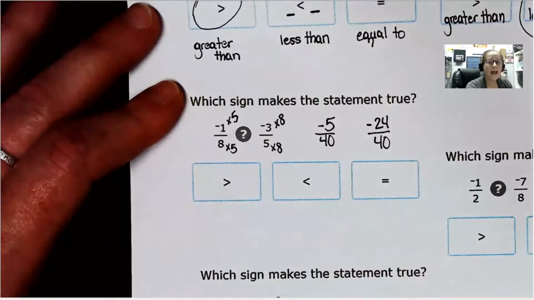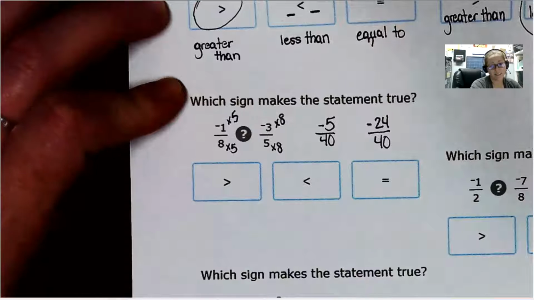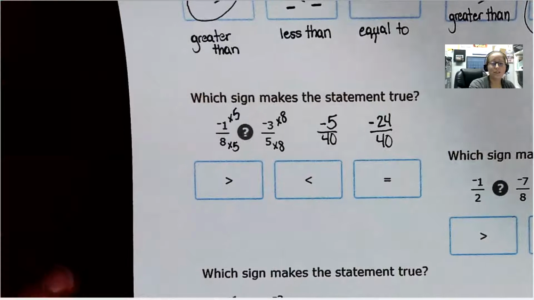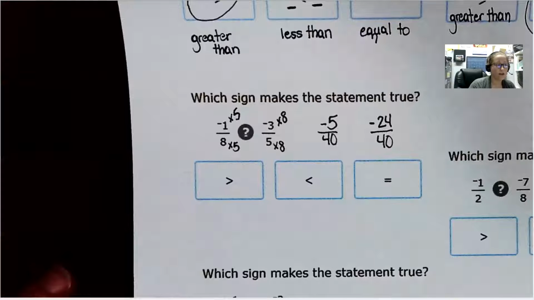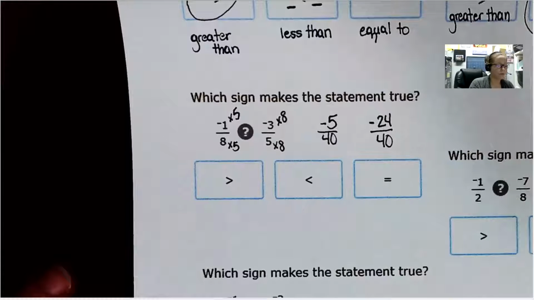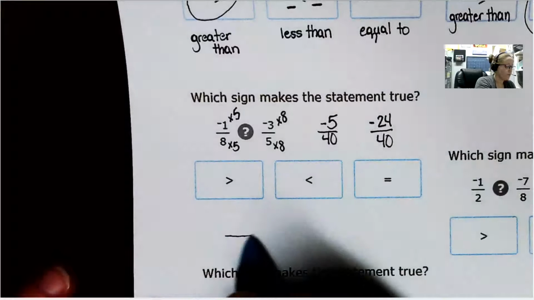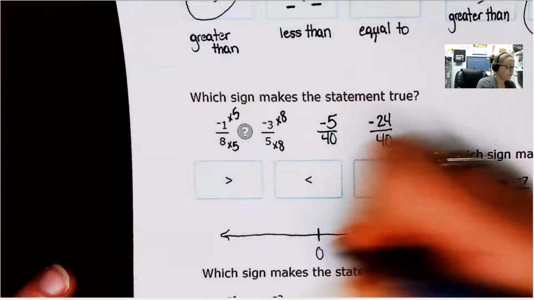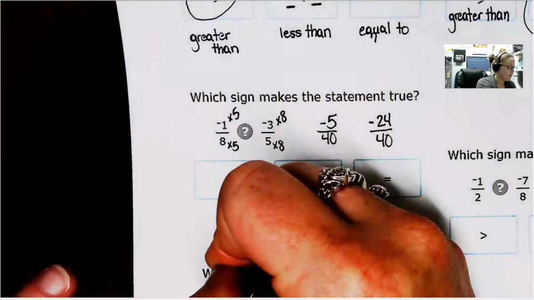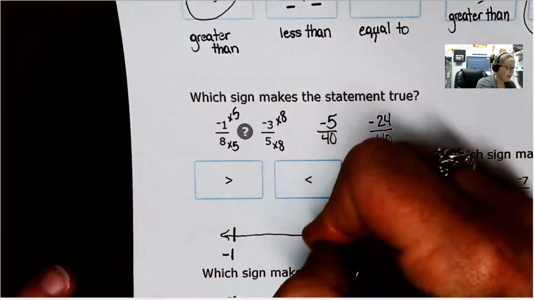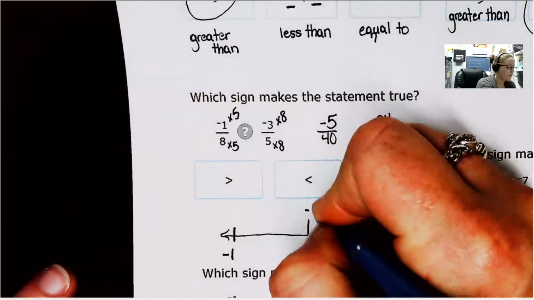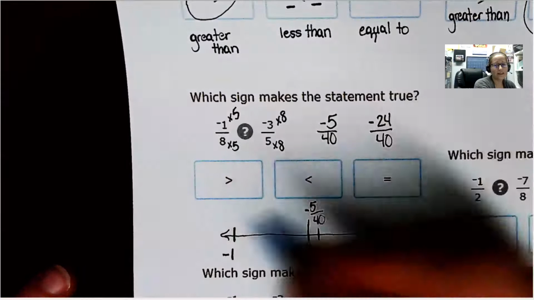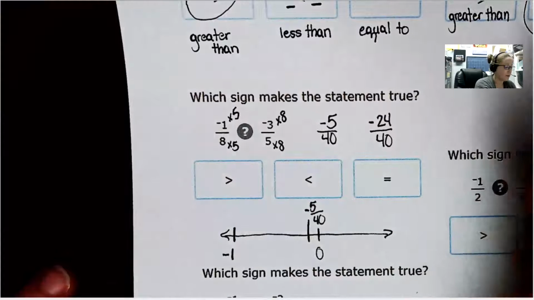-24. Now, with this question, it might look like -24/40 is greater than -5/40. But remember, with negative numbers, it's opposite, okay? So we are looking at a number line here, and we're saying that this is 0. Let's say this is -1. So we're saying that -5/40, and this is just a rough estimate.